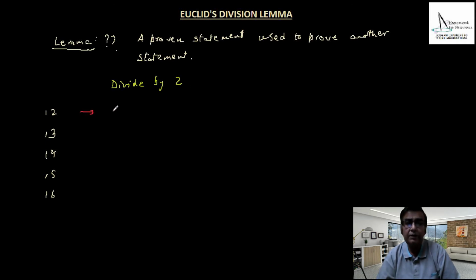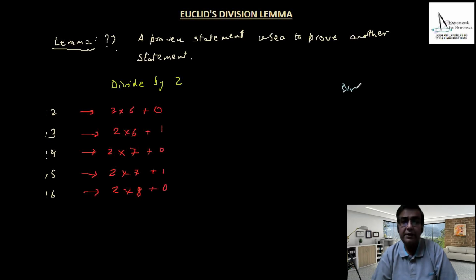So I can write 12 as 2 times 6. 13 can be written as 2 times 6, which is 12, and it leaves a remainder of 1. So I can write it as 2 times 6 plus 1. 14 can simply be written as 2 times 7. 15 can be written as 2 times 7, which is 14, and it leaves a remainder of 1. So plus 1, and 16 is just 2 times 8. Now in the other cases, in case of 12, 14 and 16, we haven't written anything, but it just means that it leaves a remainder of 0.